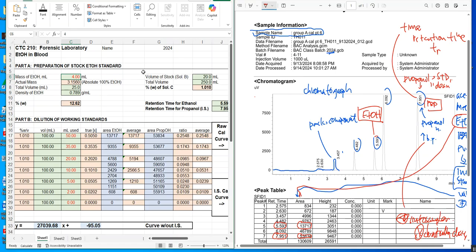Now, 2024's data was based on the lab procedure that they did. So let's look at what they did. It looks like they took 4 milliliters and they put that into a 25 milliliter volumetric flask. And they made a standard. And then it looks like they took 20 milliliters of that, then diluted it to 250 milliliters, and they calculated a percentage based on weight of ethanol in that final solution.